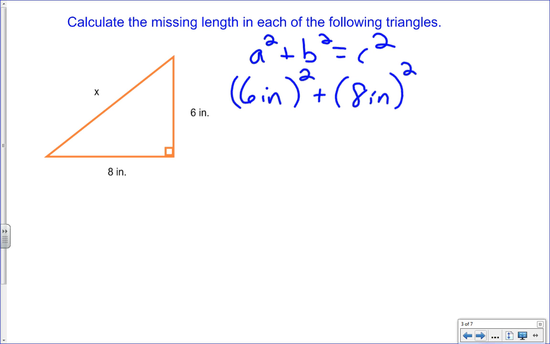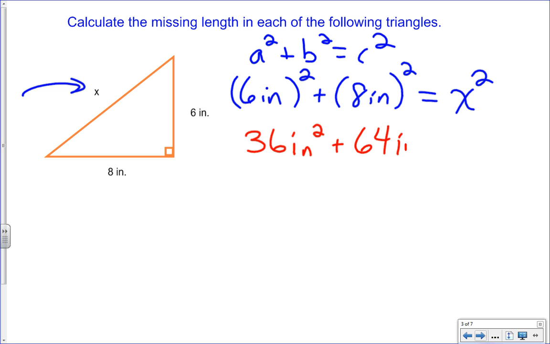And that will equal, in my problem, the C is being represented by the X that's over here, right? So over here, we'll put X squared. The reason I like to put the labels in there, I'm very big on why the labels end up what they are. Okay? So right here, 6 inches squared. So we take the 6 and we square it. 6 times 6 is 36. And then inches squared means inches times inches, so that's inches squared, plus. Okay, 8 squared is 64. Inches times inches is inches squared, equals X squared.